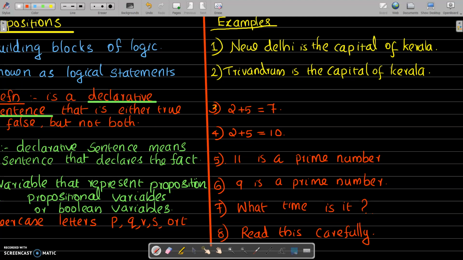Second, consider here. Trivandrum is the capital of Kerala.